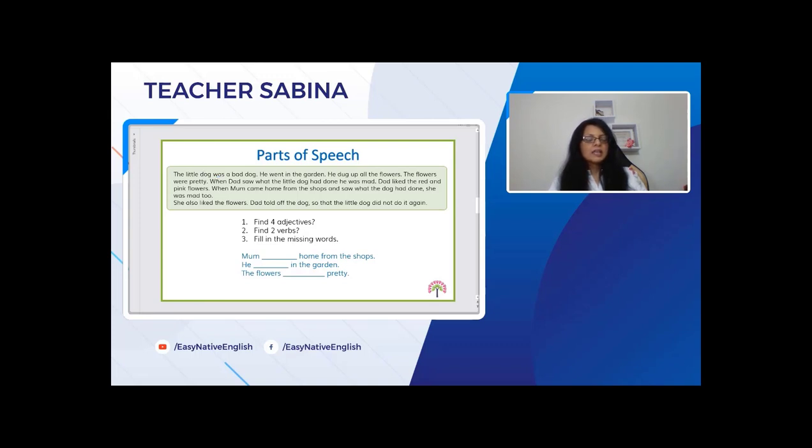So see how many adjectives you can find. The first one is little. It describes the noun. How many more can you find? You can write the adjectives down. I'll give you a little time to work out the adjectives.